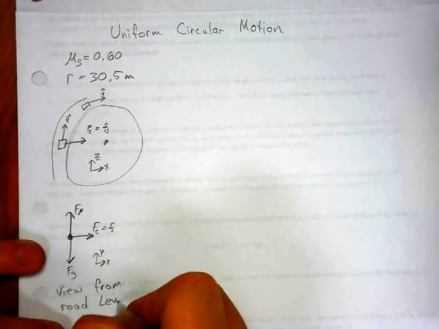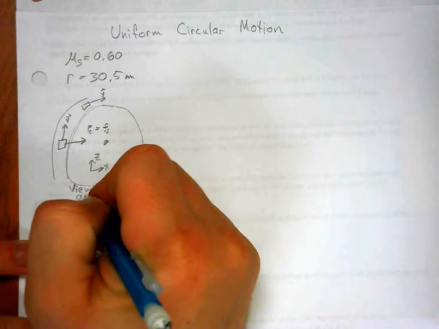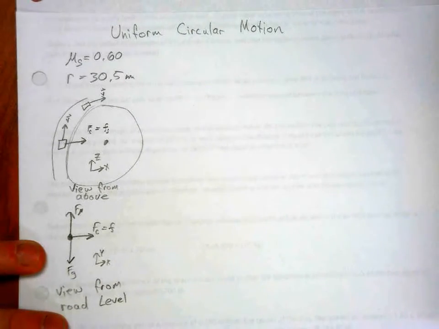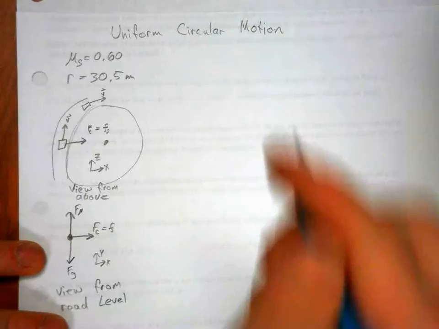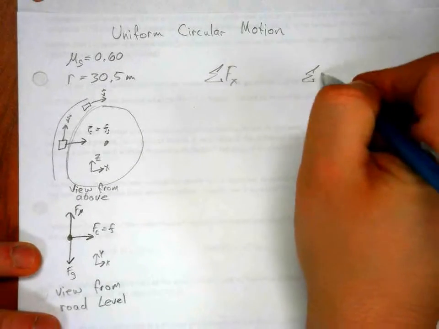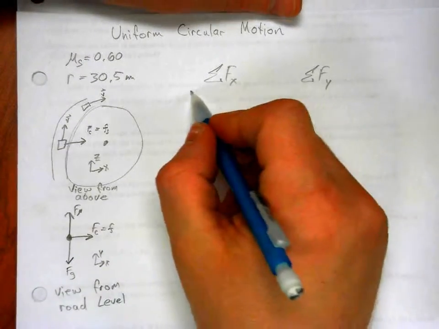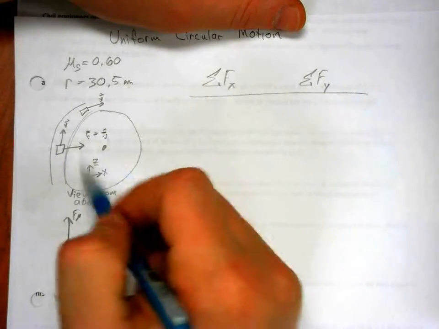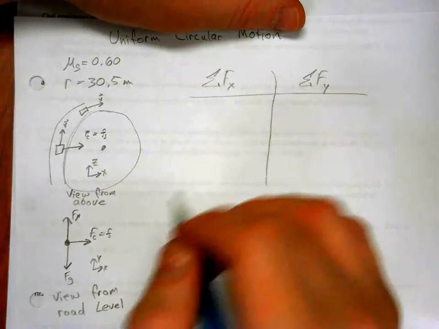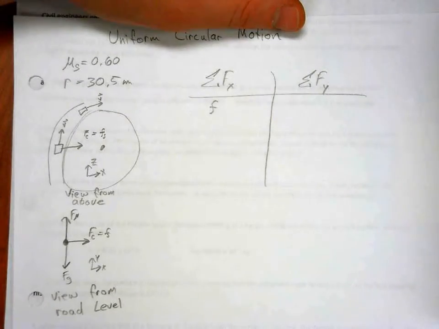So this is the view from road level. And this is the view from above. Okay, so let's sum up our forces here. I'll sum up the forces in the X direction, and I'll sum up the forces in the Y direction. I'm not going to worry about the Z direction because that's not really going to be important here. It's just a two-dimensional problem. I drew this image with the Z direction just to give us an overview of what's going on in the problem. So in the X direction, you have the force of friction, and that's it, right?